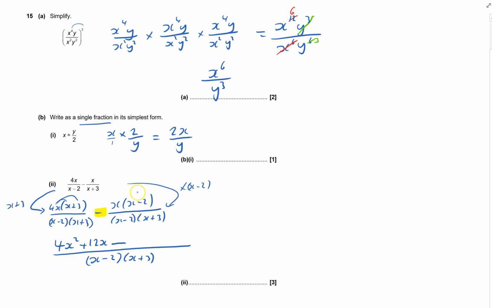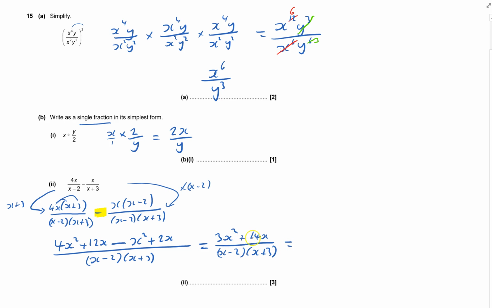And then take away, I've got x times x, which is x squared. And this is the difficult bit, because I've got minus x times by minus 2. So minus times a minus, which makes a positive. And now you can just do x times 2, which is 2x. And then that will come to, what have I got on top? I've got 3x squared on top, 12x plus 2 more x's, plus 14x, all over x minus 2 times by x plus 3.